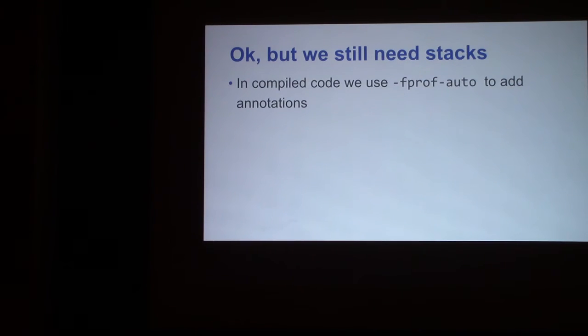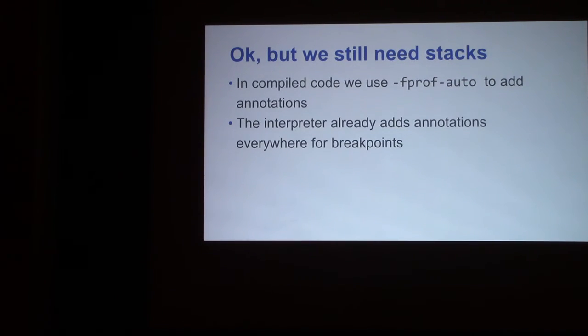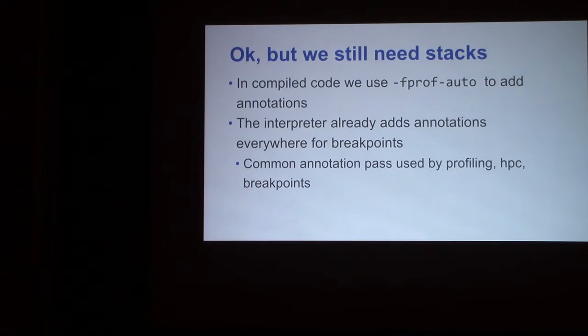So when we're compiling profiled code, there's this option -fprof-auto, which you've probably seen, which adds cost center annotations all over your code. And then you get to see them inside the profile or the call stack. But in the interpreter inside GHCi, we already add annotations everywhere for doing breakpoints. You may have played with the debugger, or maybe not. It's not all that popular. But we add annotations all over the code already so that you can set breakpoints anywhere you like.